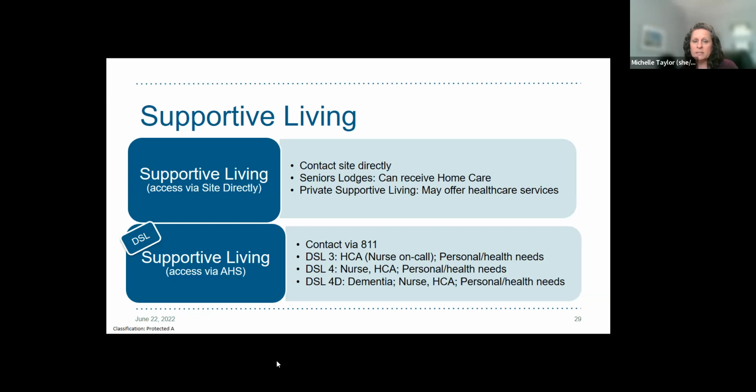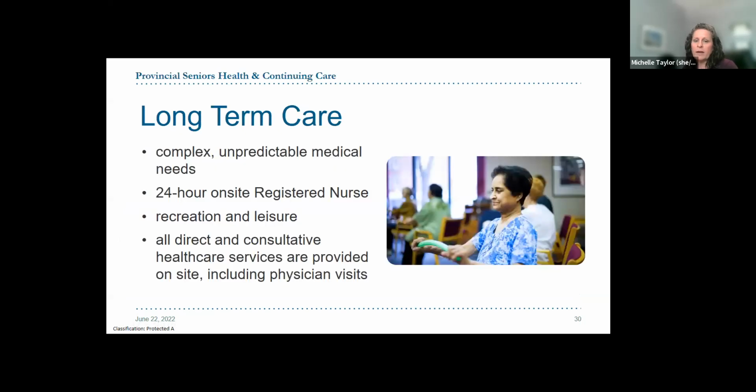And regulated nursing staff are on site for supportive living levels 4 and 4D and provide visits and on-call service for level 3. Other healthcare professionals may visit to provide physiotherapy, occupational therapy, recreation therapy, dietary services, and much more. So next, my colleague Latifa will provide an overview of long-term care.